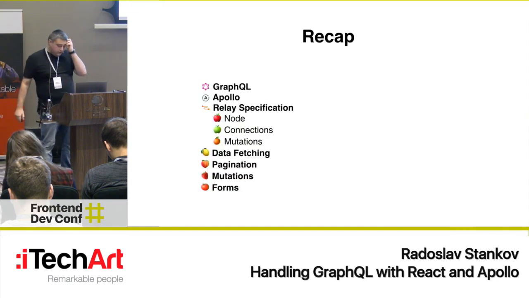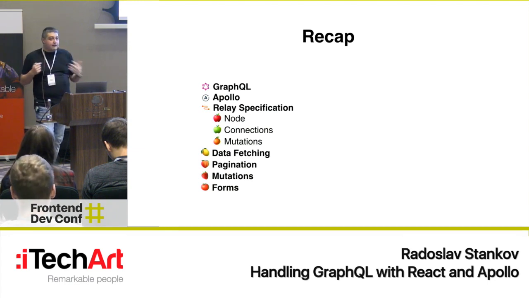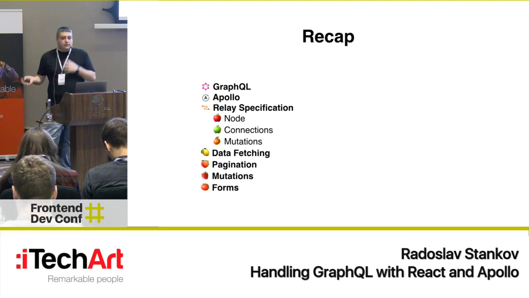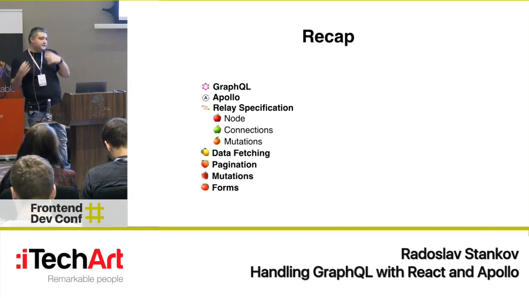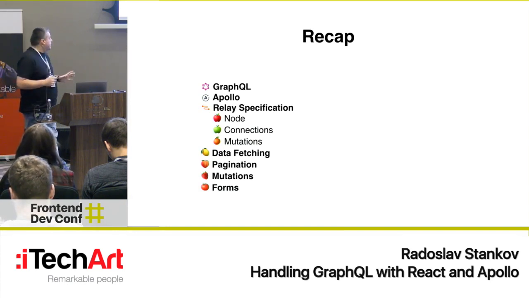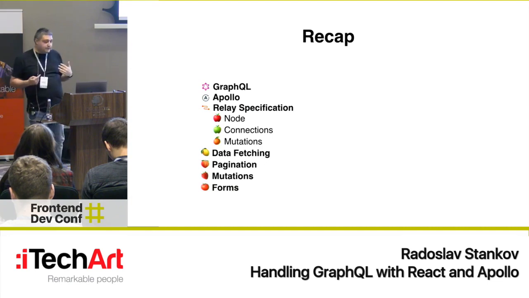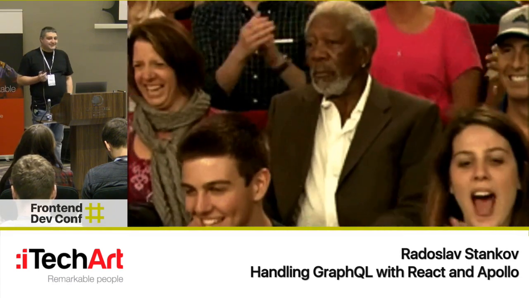So yeah, that was pretty much what I wanted to talk about today. I told you how we design our GraphQL stuff, how we do Apple, and how we tie it to the whole ecosystem. We walked through the Relay specification, just the specification, not the library. I showed you some use cases about data fetching, pagination, mutations, forms. And yeah, that's pretty much my whole presentation.